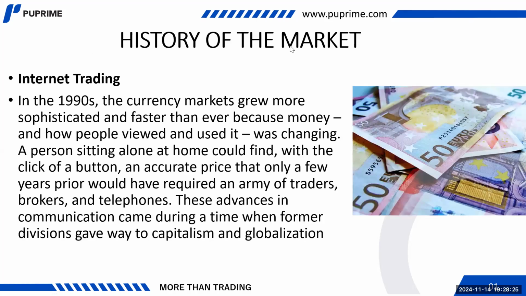So we look briefly at the history of internet trading. In the 1990s, the currency market grew more sophisticated and faster than ever because money and how people viewed and used it was changing. Before the 1990s, the kind of money we were spending, which we still spend today anyway, was more of what is called fiat money. That's paper money. But in the 1990s, a lot of online platforms began to spring up. Money became digital. Platforms like PayPal, Skrill, and NetTeller began to spring up.